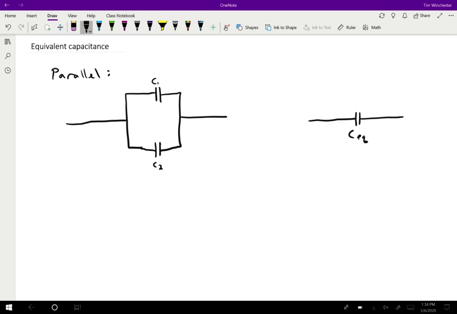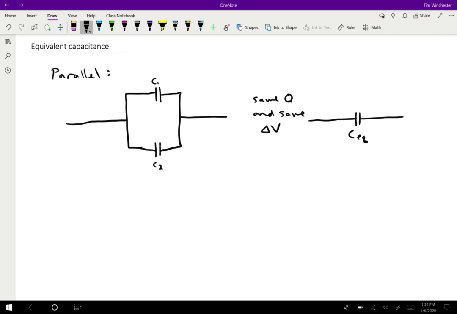What do I mean when I say that it has to behave the same? Well, what I want is when I hook up the equivalent capacitor instead of this network, I want it to have the same Q and same delta V. So that's the idea. If I have this network of capacitors on the left, or I replace it with the equivalent capacitor, I want there to be absolutely no distinguishable difference to the rest of the circuit.